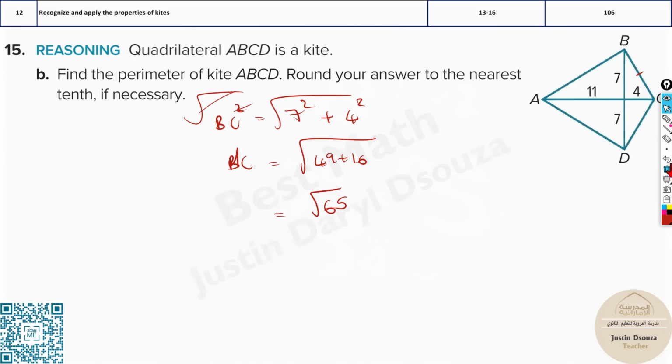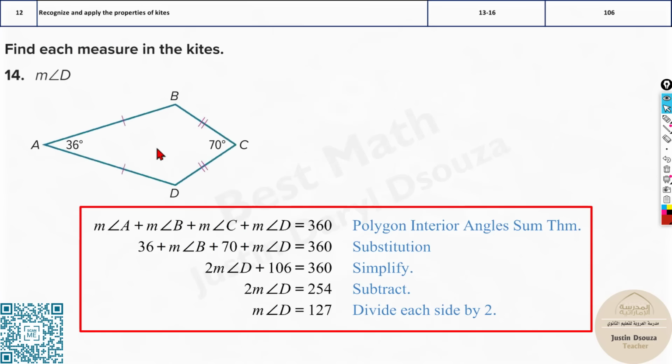And another question is to find the perimeter. We just now found this BC. Now we need to find the perimeter. Let's quickly go back over here. Remember, these two sides are equal and these two sides are equal.